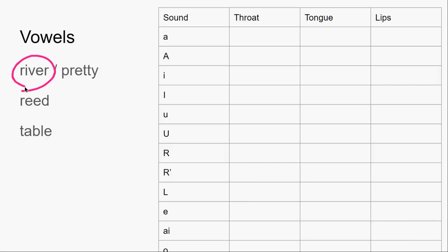So what is the position here? Ri. The muscles in the throat are not relaxed, it is tense. And what is happening to the tongue here? What is the tongue position? This is different from E. In E, the middle portion of the tongue is raised, towards the middle of the oral cavity. But now, when I say ri in river, we are pointing the tip of the tongue upwards, right?